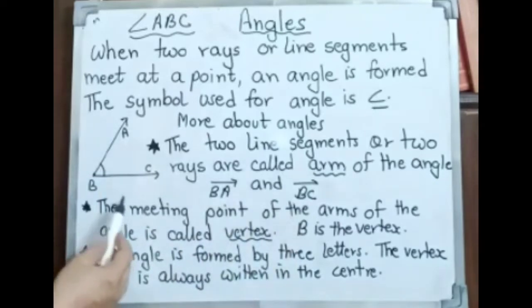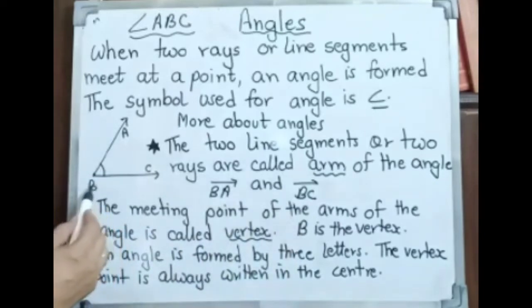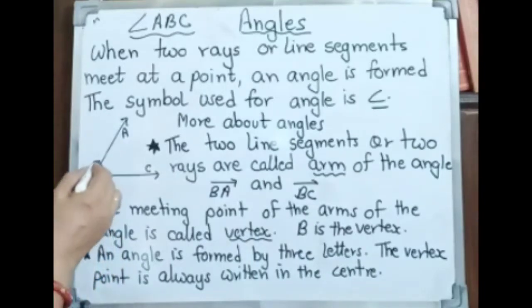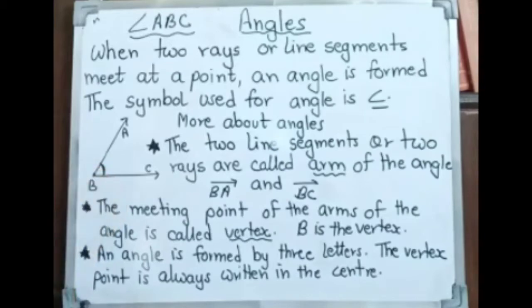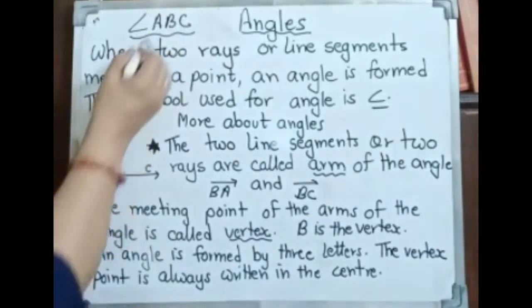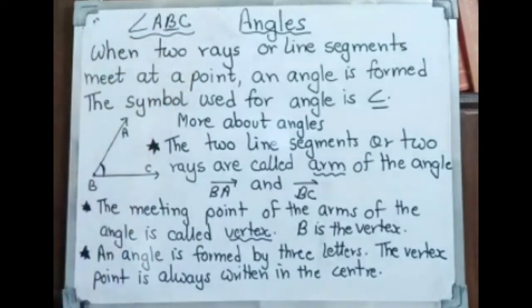The meeting point of the arms of the angle is called the vertex. So here B is the vertex. Always the vertex is like that and the angle is formed like that. Now an angle is named by 3 letters. The vertex point is always written in the center. Always an angle is like angle ABC, so vertex B is always in the center.